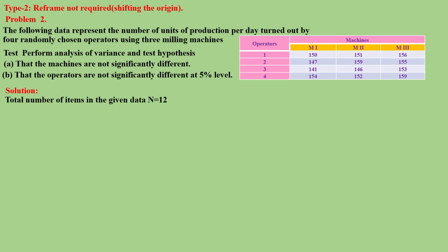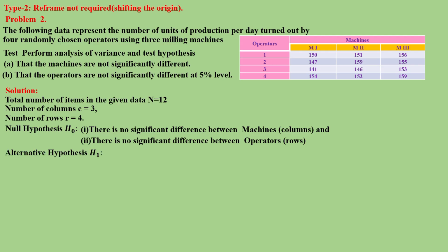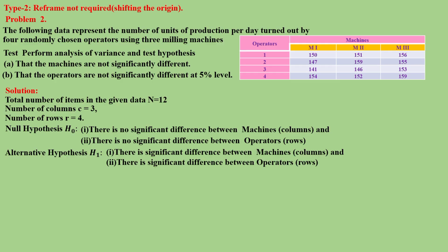Total number of items n is equal to 12, and the number of columns, that is machines, is 3, and the number of operators, rows, r is equal to 4. Defining hypothesis H0: there is no significant difference between machines and there is no significant difference between operators. So two hypotheses, null hypothesis, then alternate hypothesis: there is significant difference between machines and there is significant difference between operators.